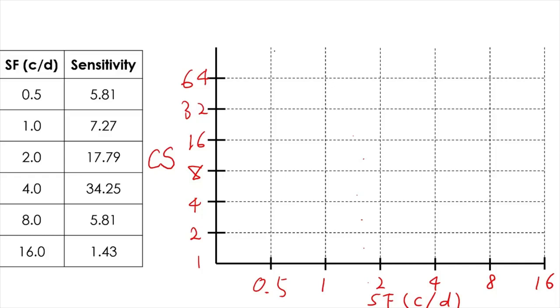So for 0.5 cycles per degree, it's 5.81, so it's going to be about here. And then 1, it's about 7. And for 2, 18, about here. And 4 cycles per degree, we have 34, so it's about here. And then it goes down again, 5.8, so it's about here. And then 1.43. Right, so if we connect these dots, then we have the contrast sensitivity function of this subject.